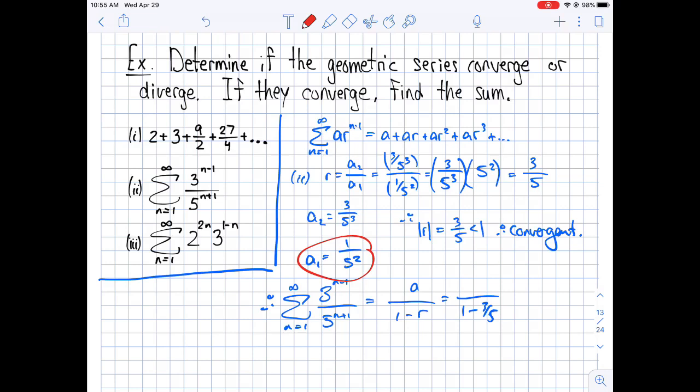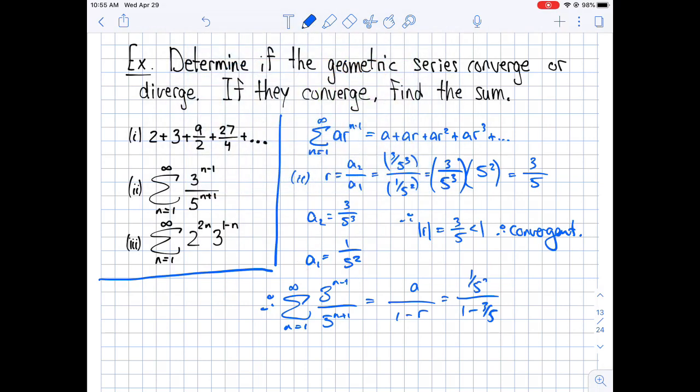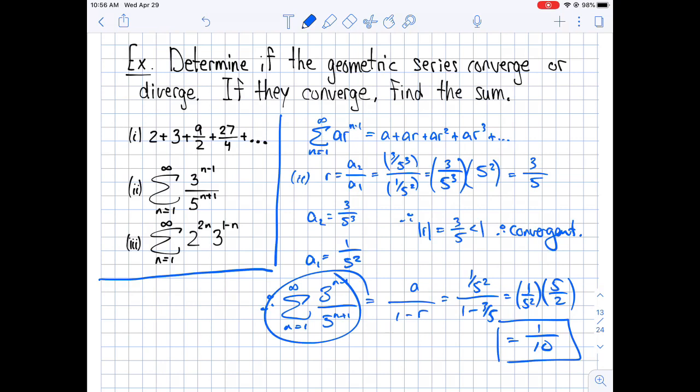So we can simplify this, and let's see what we get. So 1 over 5 squared. Again, we're going to get a complex fraction. We have 1 over 5 squared divided by, in this case, 2 over 5. But let's multiply here by 5 over 2. So we end up with 1 over 5 times 2, we end up with 1 over 10. And that's what our value converges to. That's what our infinite series right here is equal to.